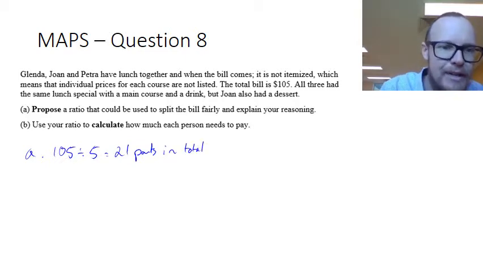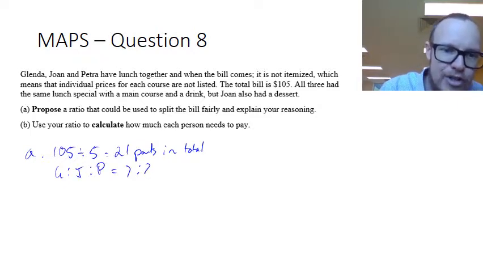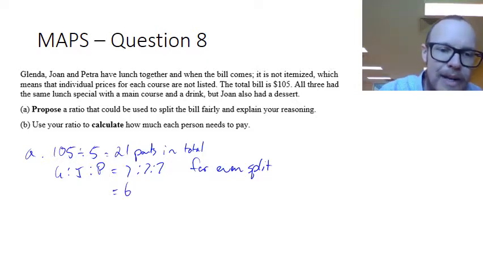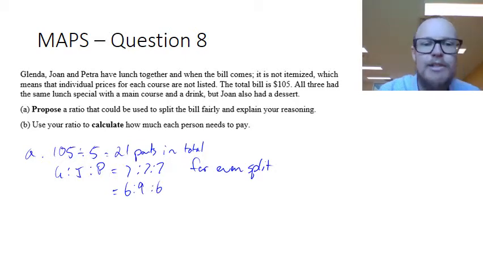So if we were to split it evenly between Glenda, Joan and Petra, evenly split, then that would be 7 parts each for an even split. But Joan also had a dessert. Glenda and Petra have had the same amount. So what I'm going to do, I'm going to take 1 part from Glenda and Petra and give it to Joan so that she can pay for her dessert. So that will make Glenda reduce by 1, Joan increase by 2, and Petra decrease by 1 as well.